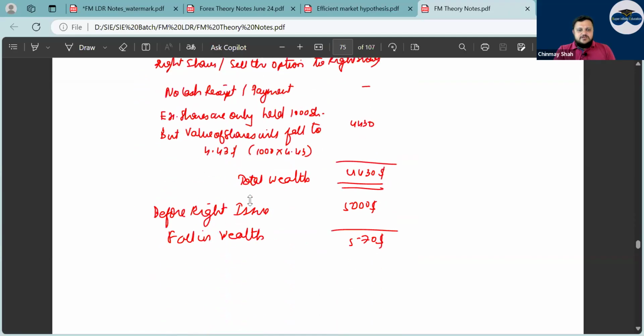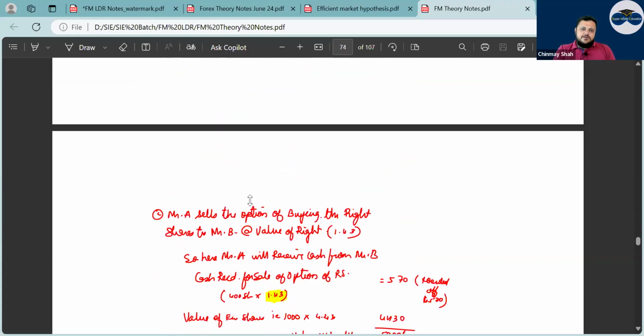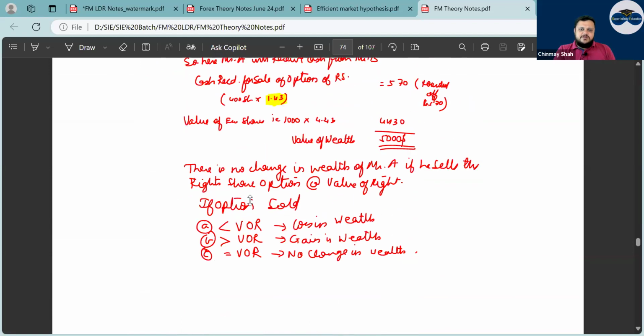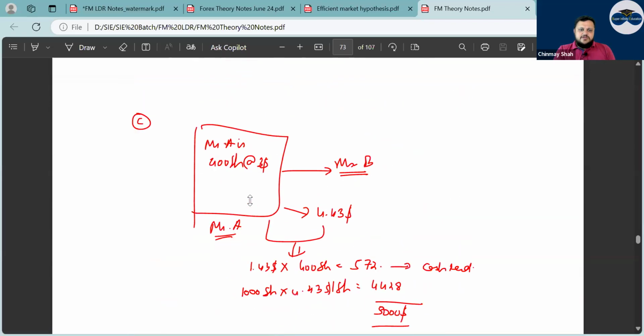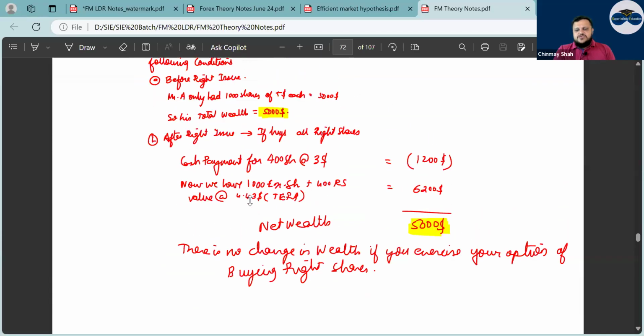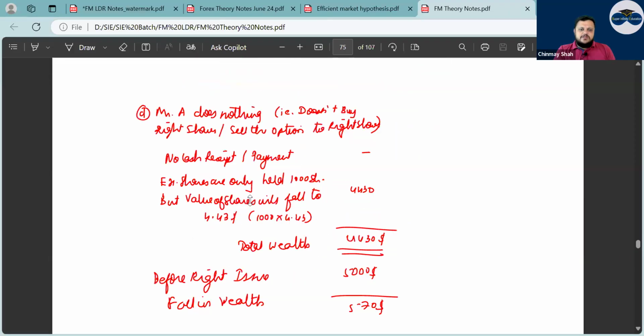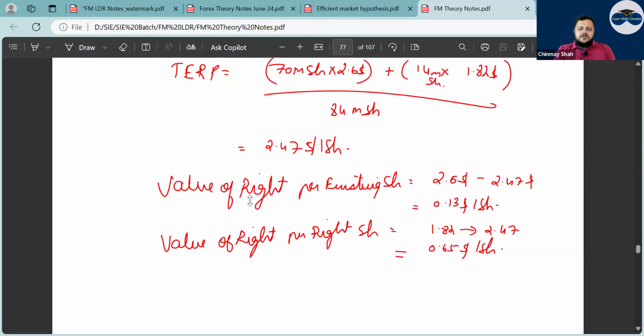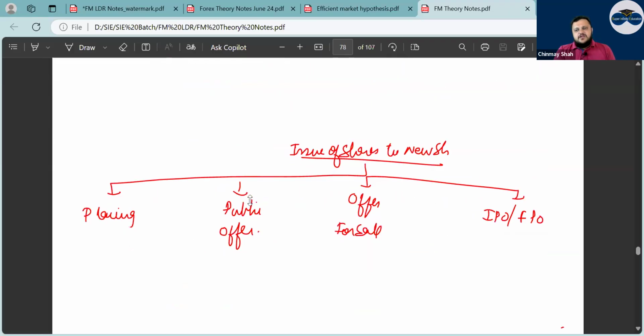When you do nothing, there will be a fall in wealth. Before right issue, there is a fall in wealth. But whenever you exercise your option of buying the right, or if you sell the rights also, there will be no change in wealth. So remember that one MCQ comes up, that if you end up doing nothing, in that case, what will happen?